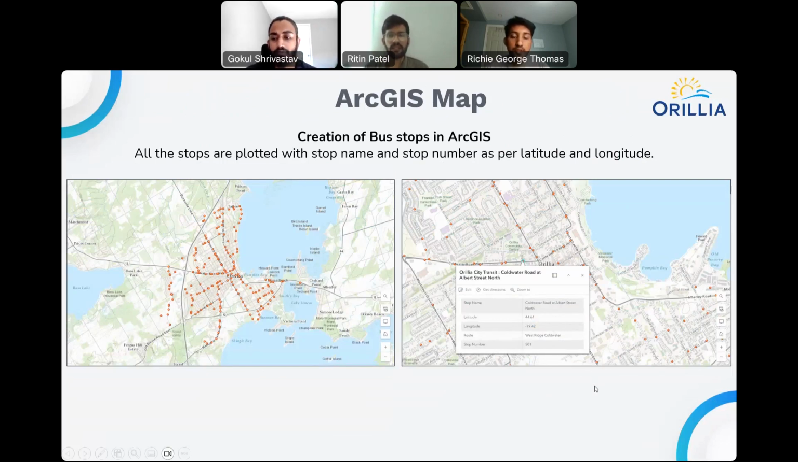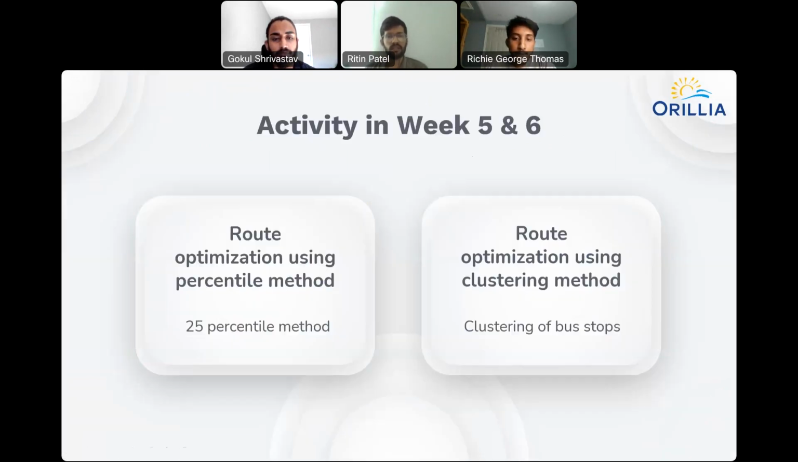Yeah, thank you, Ritin. So I'll start from the ArcGIS map. We have plotted all the bus stops for all the routes in ArcGIS. On the left side we can see we have plotted all the points, and on the right side, if we point to a particular point, we can see the details of the map. Now in activities 5 and 6, we mainly focused on route optimization using two methods. One is percentile and the other is clustering.